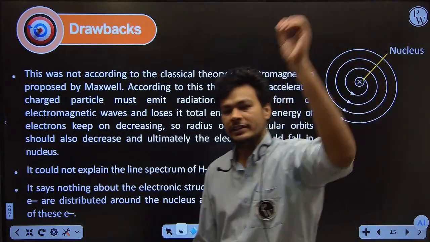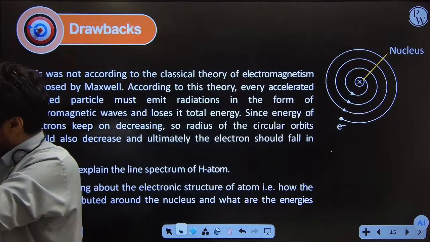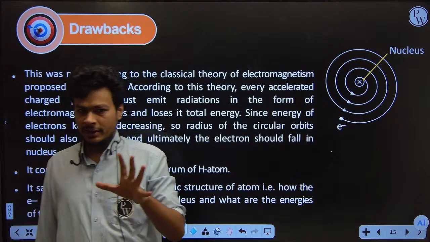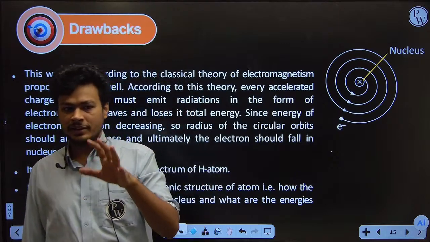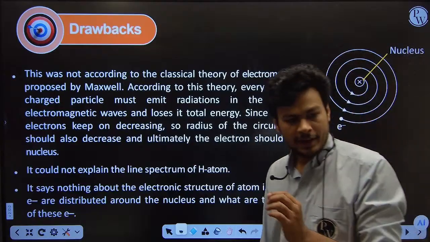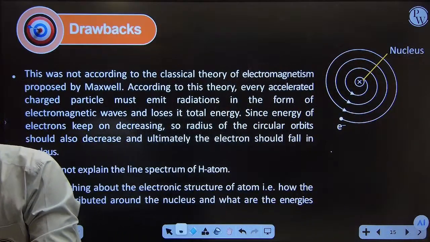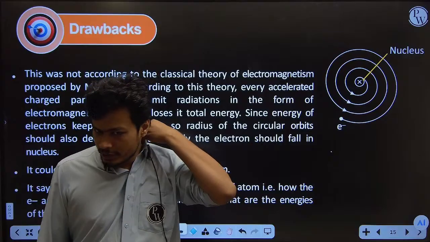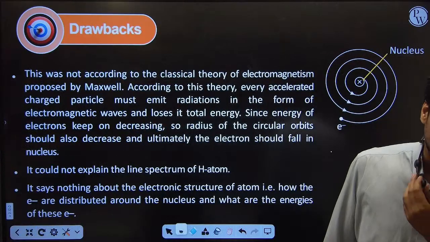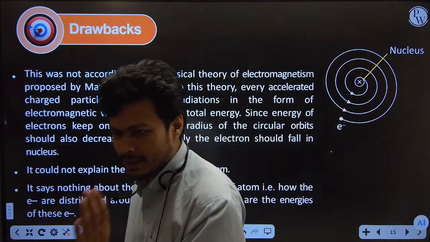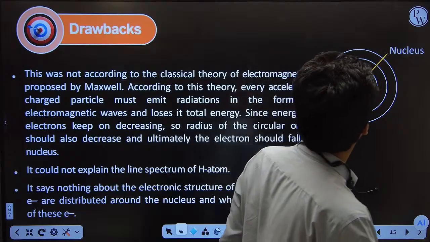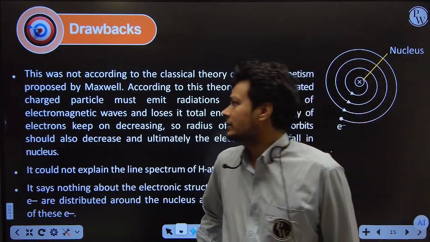If there is any charged particle and that charged particle is under acceleration, you understand? Acceleration is rate of change of velocity. It's a vector quantity. Scalar is a quantity which is only concerned with magnitude. Vector is a quantity which is concerned with magnitude as well as direction, right? Okay. What was I saying? I forgot. What was I talking about?